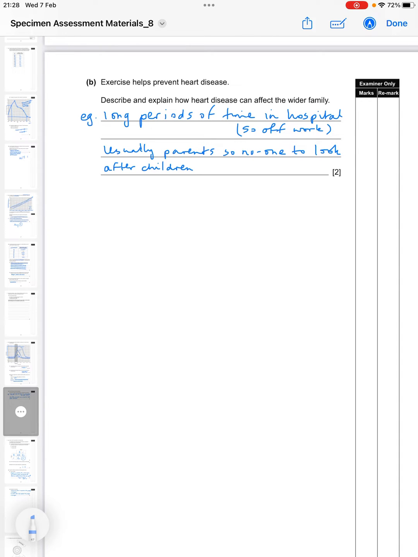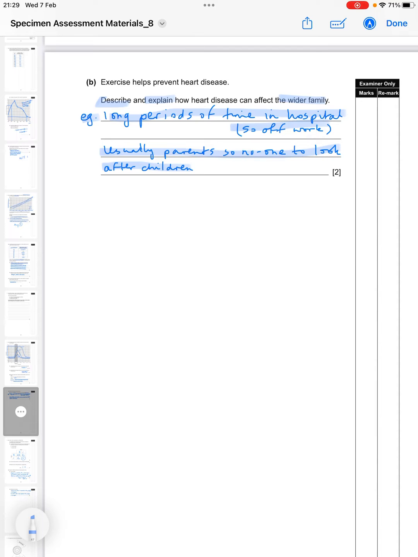And it says exercise helps prevent heart disease. Describe and explain. So the first part is giving the reason, a description, and then explaining it, how it can affect the wider family. So for example, you could say long periods of time in hospital, so people are off work, and it's usually the parents, so there'd be nobody to look after the children. So that's describing it, like the time off work, and then the explanation of how that impacts the family.